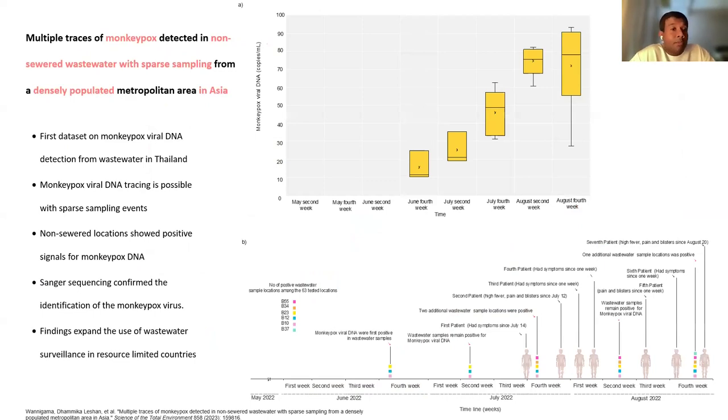Moving on, non-sewer wastewater surveillance is not only related to SARS-CoV-2; it can also detect emerging infections like mpox. When the mpox outbreak happened in Europe and North America, before Thailand reported the first cases, we were able to track it one month ahead. All these positive locations are non-sewer locations, and we were able to track them at a very early stage, and also connect them to the cases reported later and how the transmission dynamics happened.